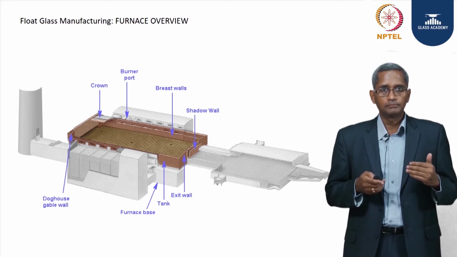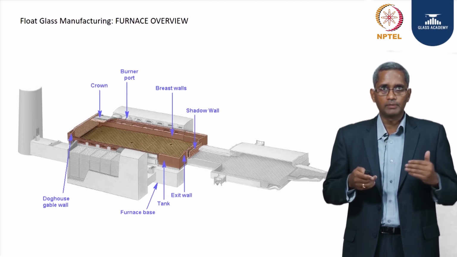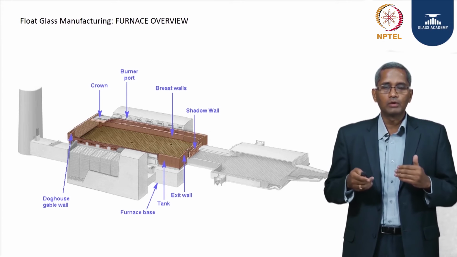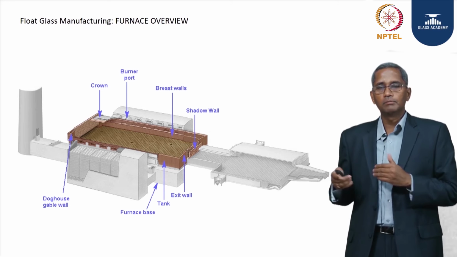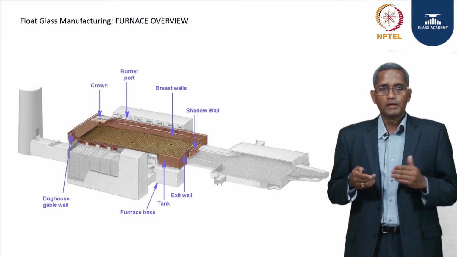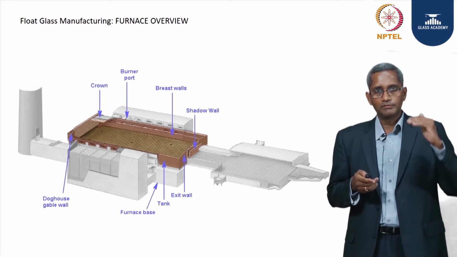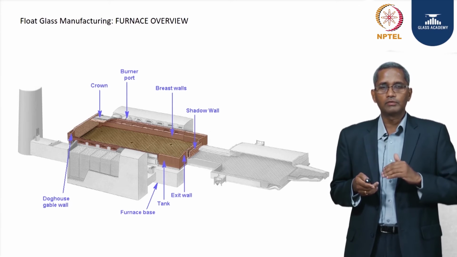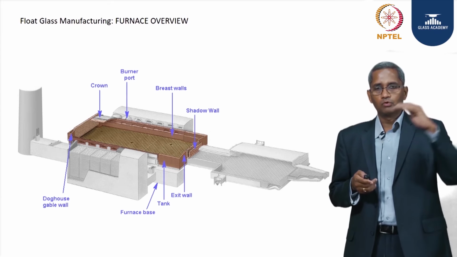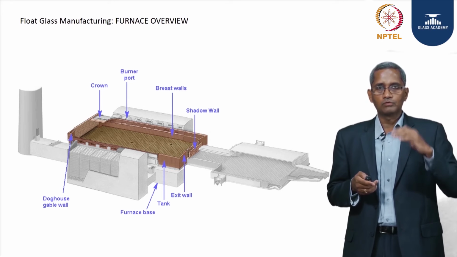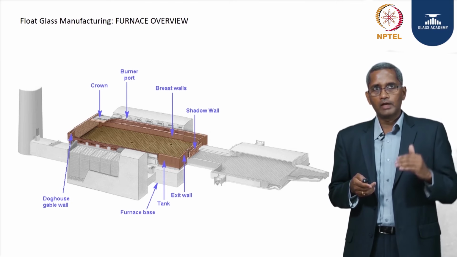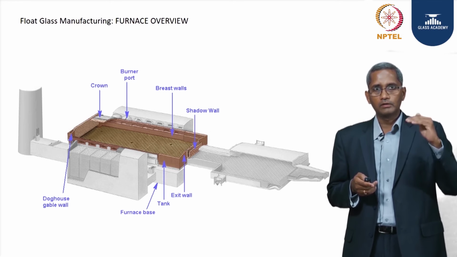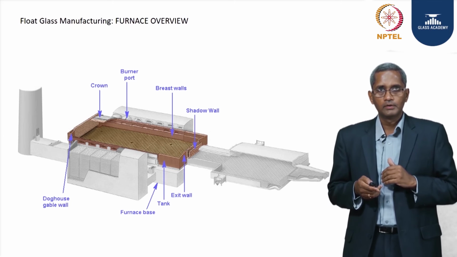The first is the melter, which is where the melting and refining take place. After that is what we call the neck, and the third segment is called the working end. Each of the segments has three parts vertically. One is the tank, which holds the molten glass, and of course we need a roof around it, which is called the crown, and the space between the tank and the crown is called the superstructure.